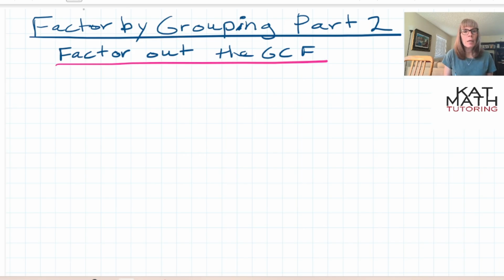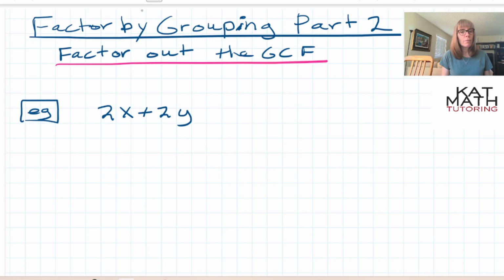Let me give you a couple examples to show you what's coming up. So for example, remember if you have something like 2x plus 2y and you want to factor out the GCF, well, the greatest common factor here is 2. So you'd pull the 2 out.